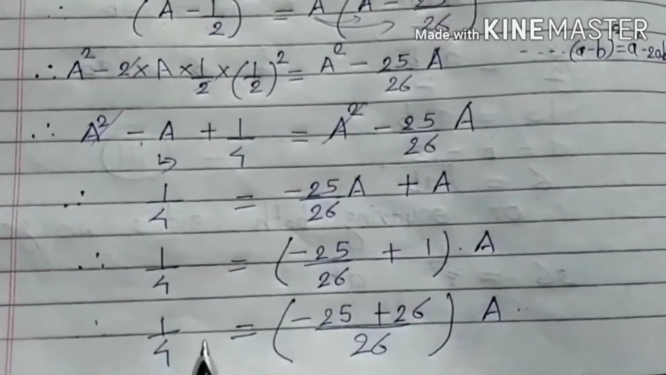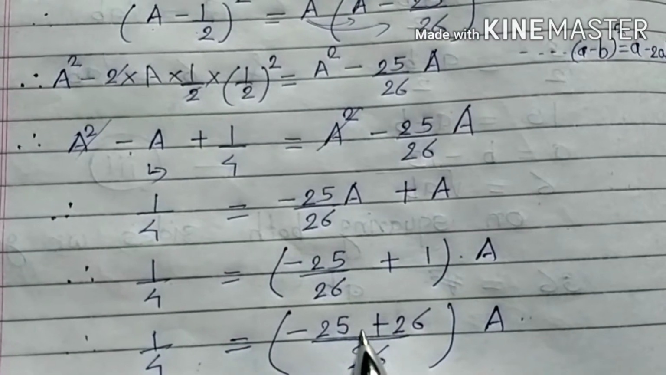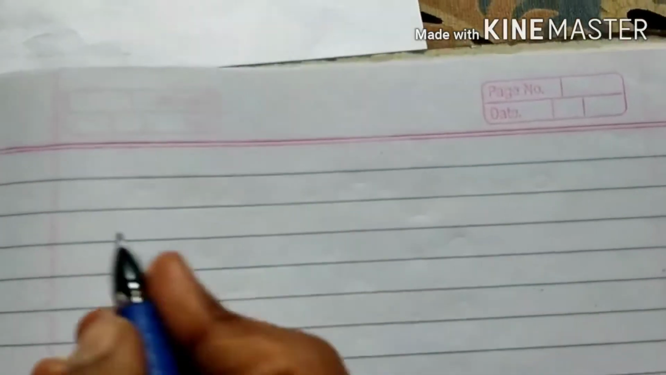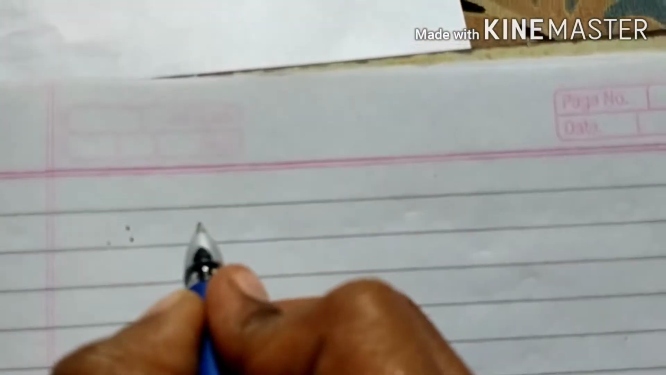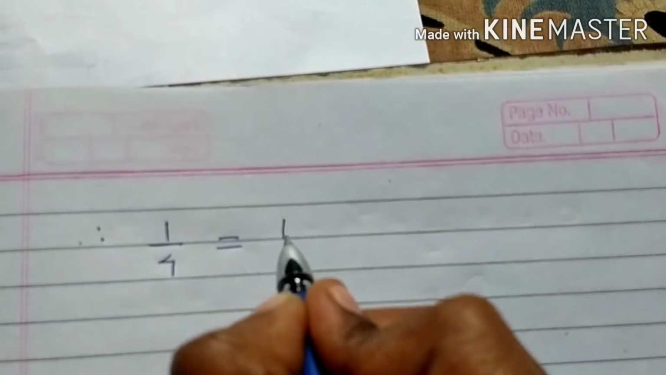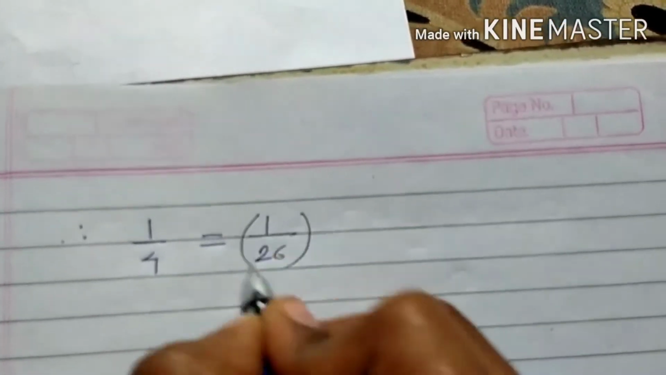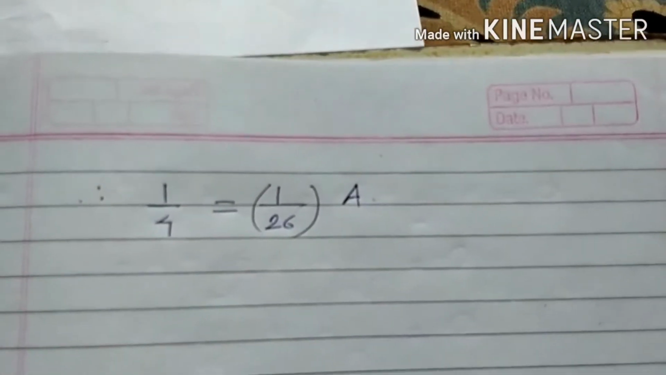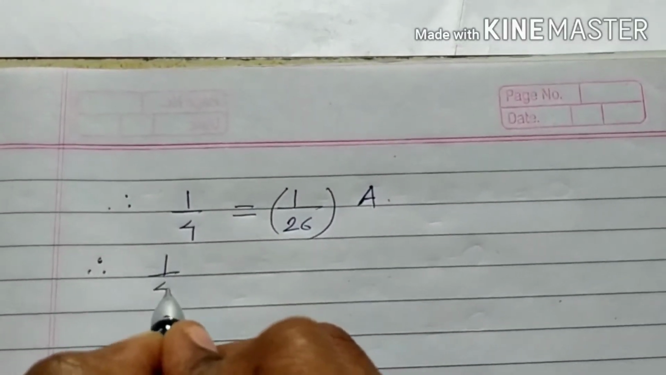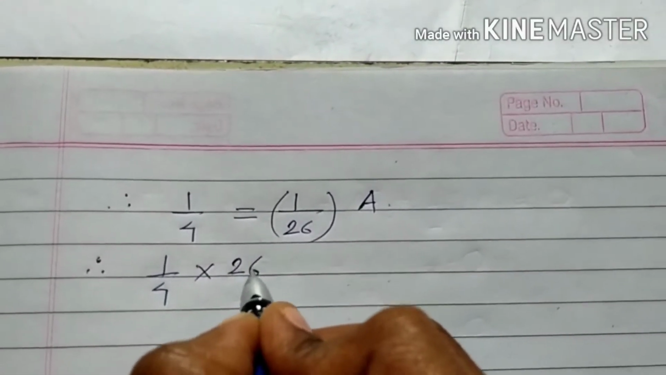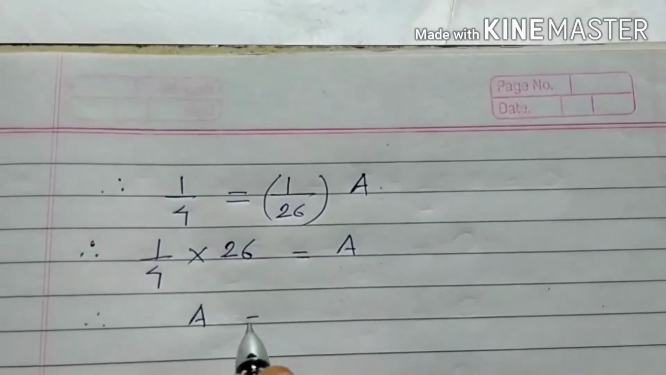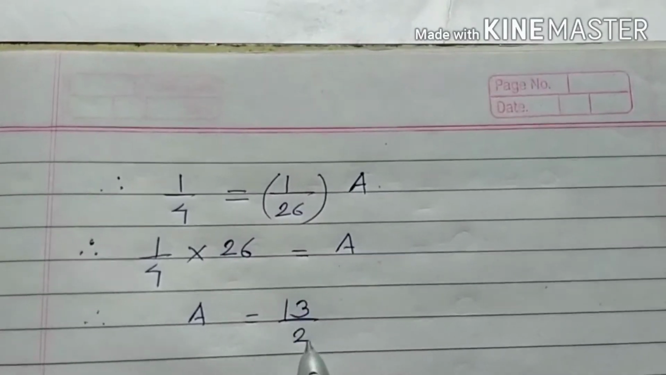So here we get 1/4 equal to 1/26 into a. Therefore 1/4 is equal to 1/26 into a. Now the next step, 1/4 into 26 is equal to a, and therefore a is equal to 13/2.